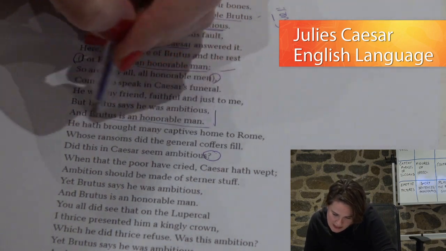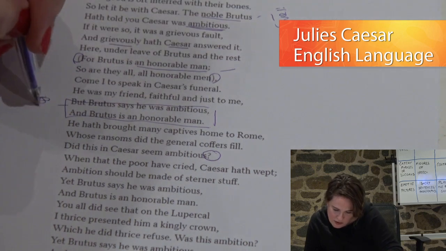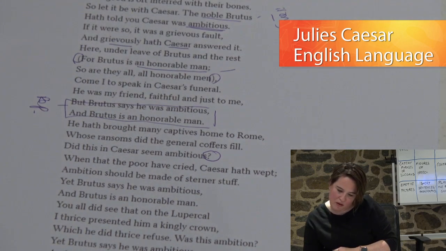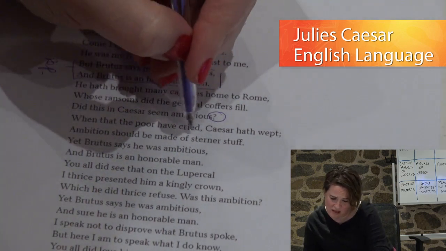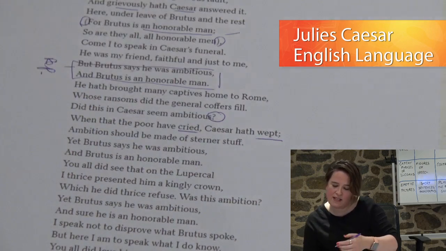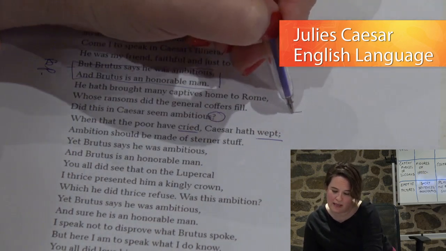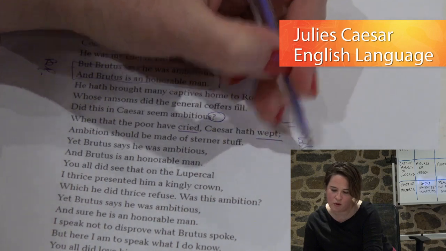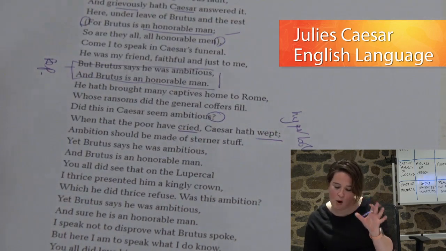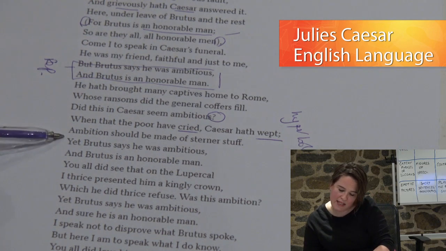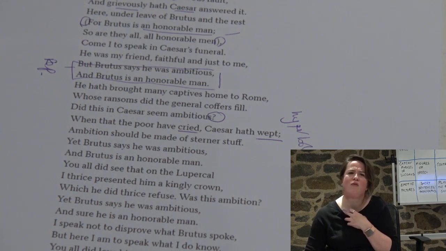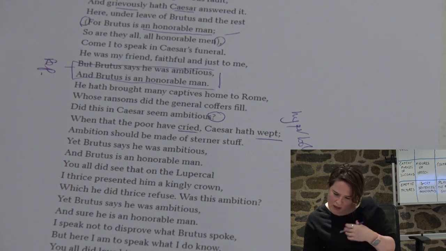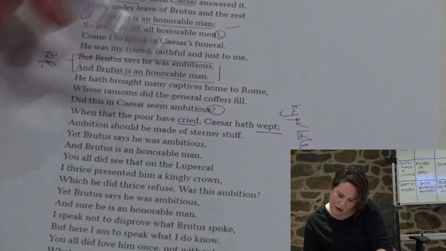Once again, we've got the repeated phrase here: "But Brutus says he was ambitious, and Brutus is an honourable man." "When that the poor have cried, Caesar hath wept." It's almost like exaggerating Caesar's goodness here, sort of almost hyperbole. Hyperbole, another one, a posh word for exaggeration, very handy when you're wanting to persuade people. "Ambition should be made of sterner stuff, yet Brutus says he was ambitious." So he's basically saying that Caesar couldn't have been that ambitious because he cried when he felt sorry for the poor.